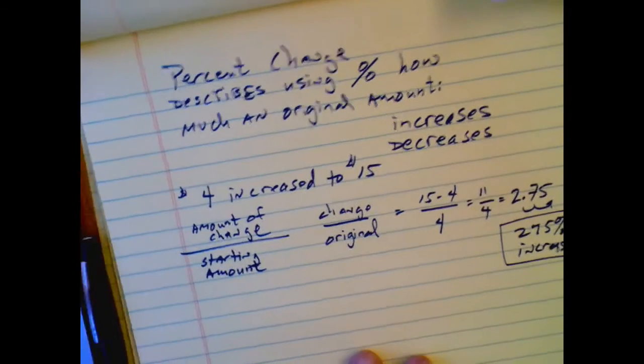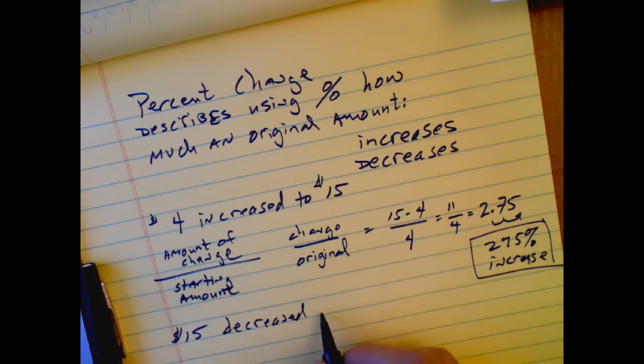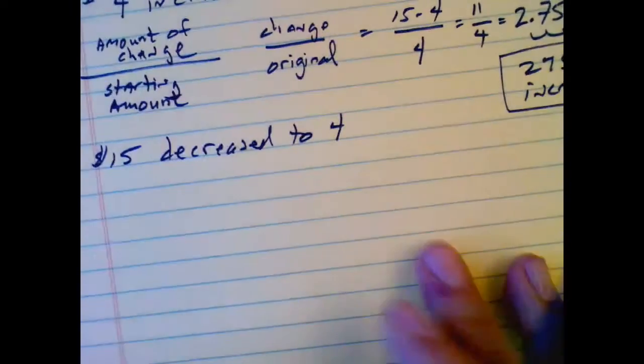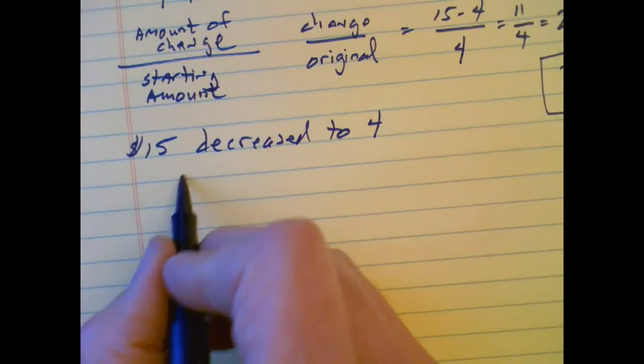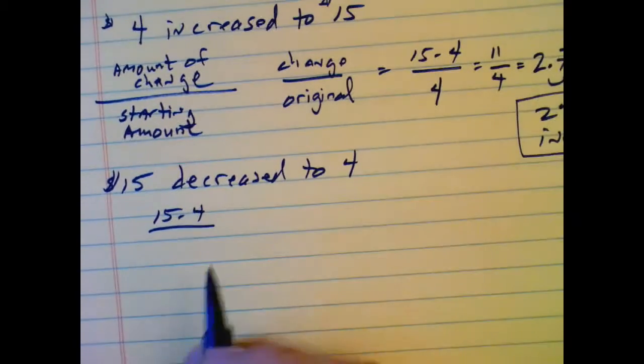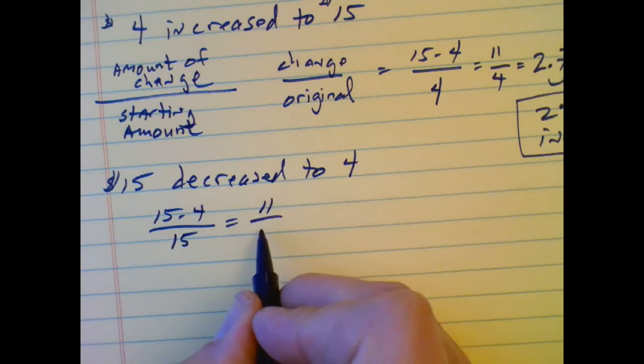Okay, but let's say I bought some stock at $15 and the value plummeted and now it's only selling at $4. The change is the same, right? But the starting point is different. So now I have 15 minus 4, but now I'm going to be starting at 15 rather than 4. So I still have 11 over.